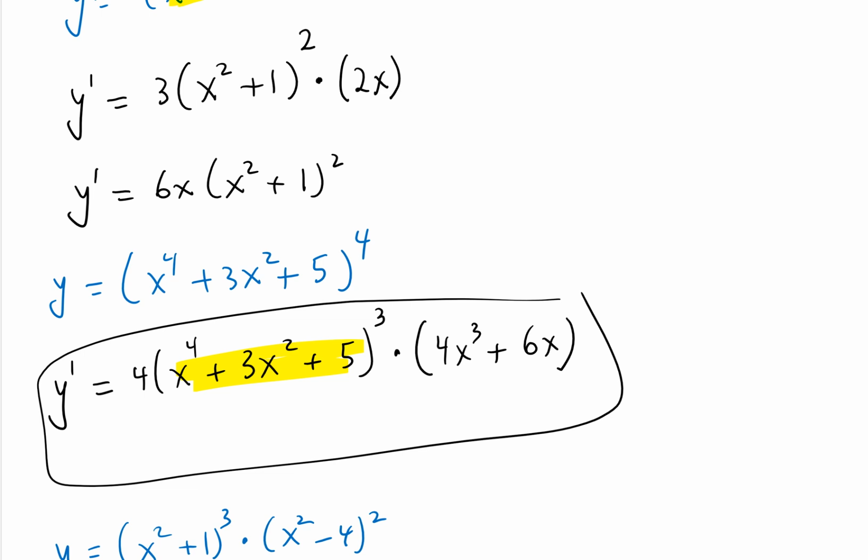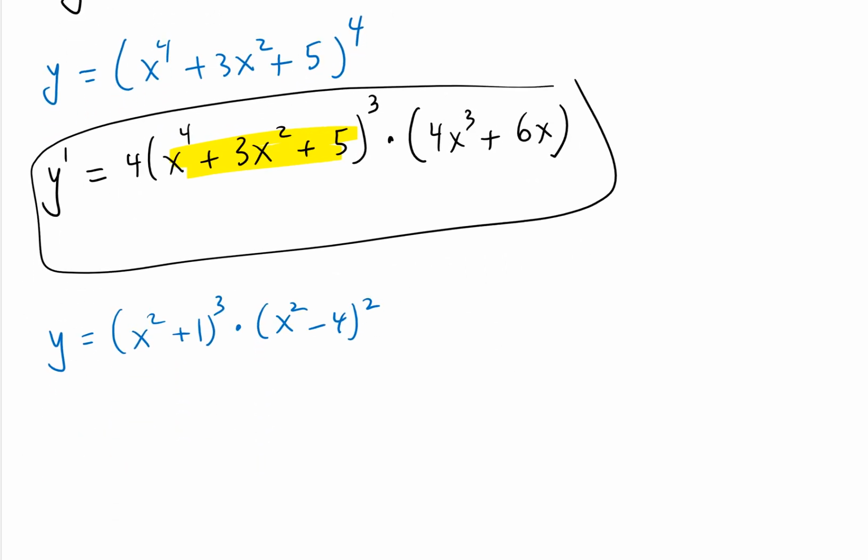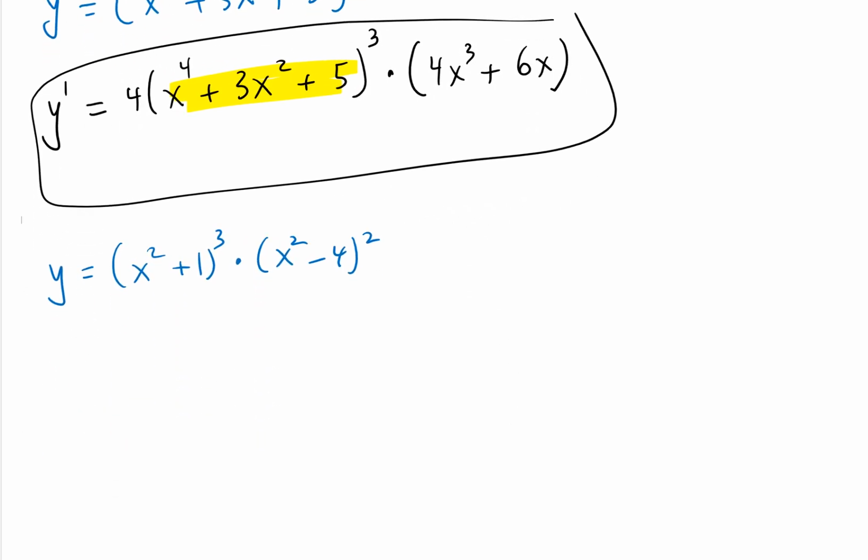Again, look at the next one. Do you see the next one? We have a product of two functions. See, there's a product. So this reminds me of the use of the product rule. That's the first thing. What does the product rule say?